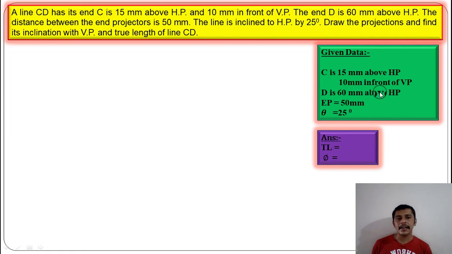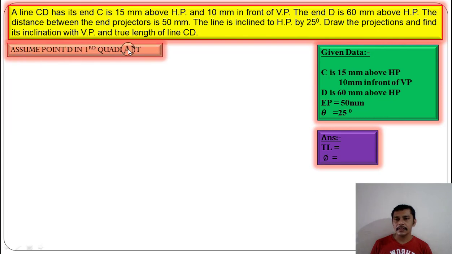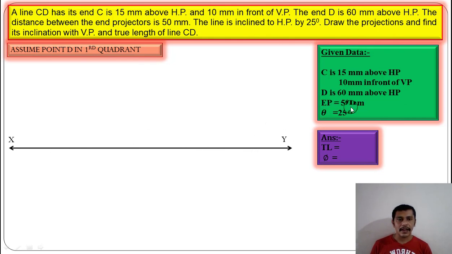Now here D is 60 mm above HP. That means D is in the first quadrant, or it will be in the second quadrant. So first of all, let us fix the quadrant of point D. So assume point D is in the first quadrant, and start the drawing with the XY reference line. As it is an example of end projectors, first of all mark end projectors at 50 mm distance. So measure 50 mm and draw end projectors of the line.